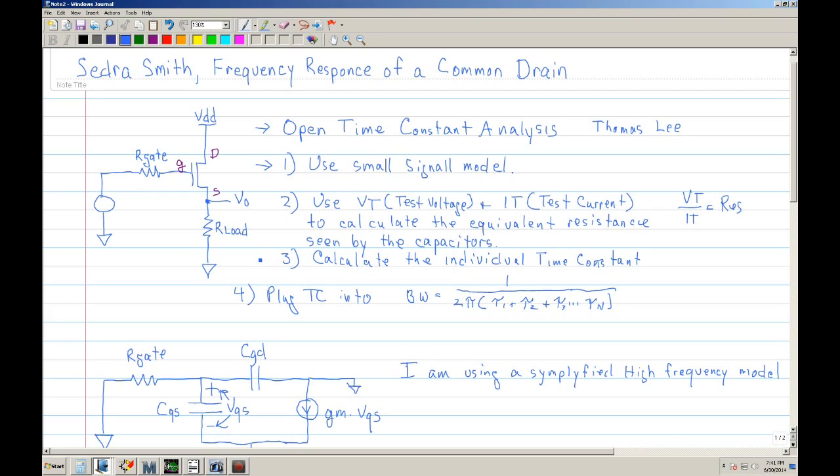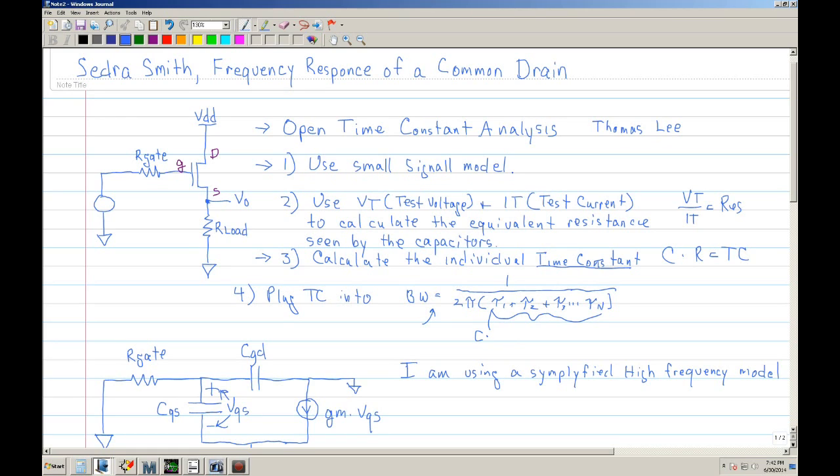Next step would be, since you have the capacitance and you have the resistance, that gives you a time constant, a TC. So basically you're calculating the time constant. Once you have all the time constants, you just plug them into this formula, which will give you the approximate bandwidth, and it's basically 1 divided by 2 pi times the summation of all the time constants. Each time constant will be for a particular capacitor.